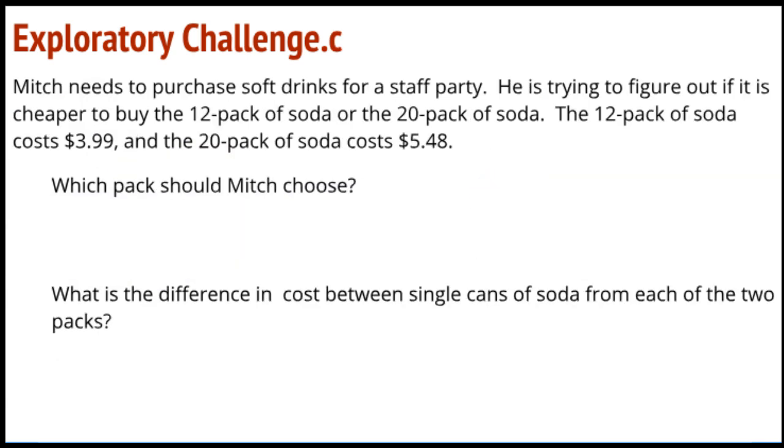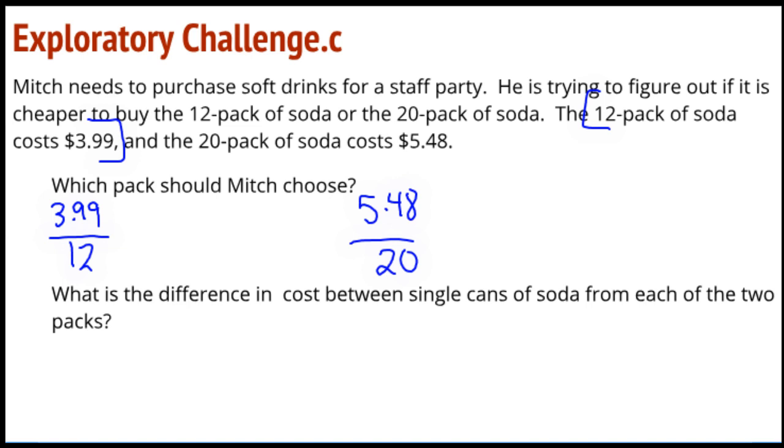All right, Mitch needs to purchase soft drinks for a staff party. He's trying to figure out if it is cheaper to buy the 12-pack of soda or the 20-pack of soda. The 12-pack of soda costs $3.99. Once again, I'm hearing a rate, and I've got $3.99 per 12 sodas. The 20-pack is $5.48, so $5.48 per 20 sodas. If I want to compare the prices, I need to get down to a unit rate, a per 1 soda.